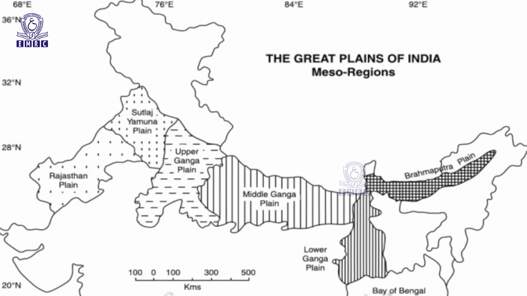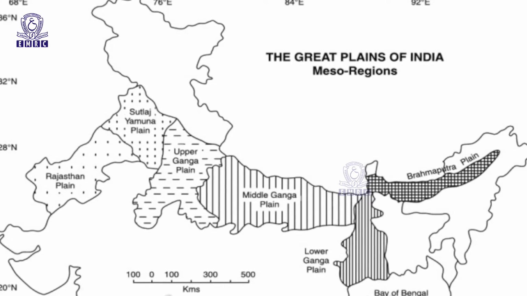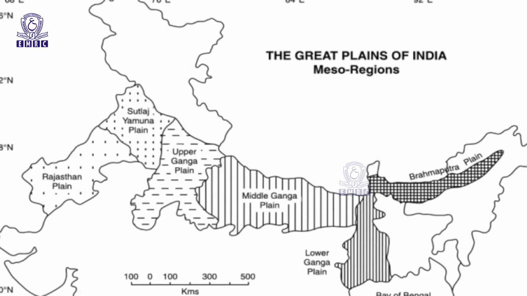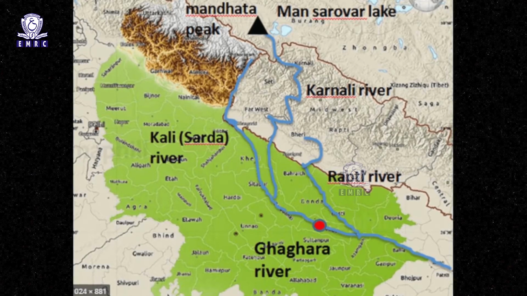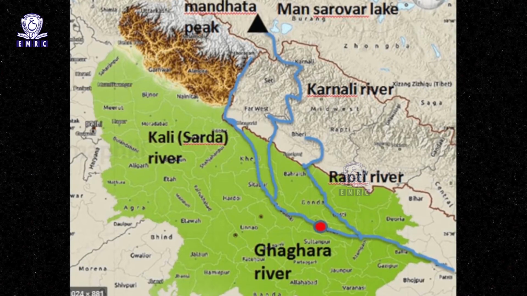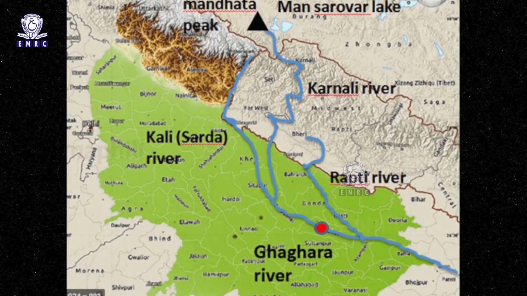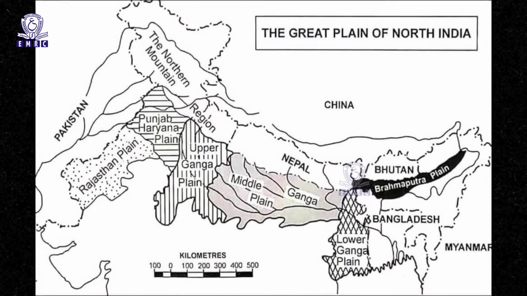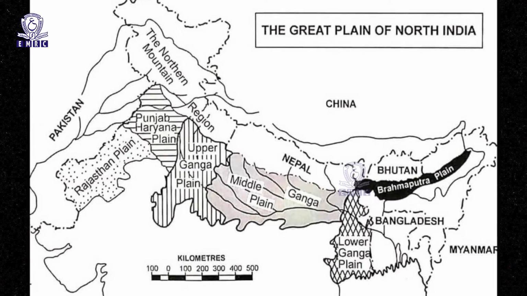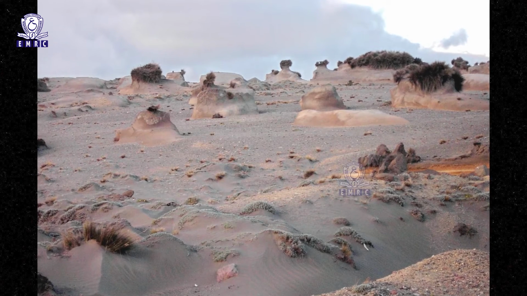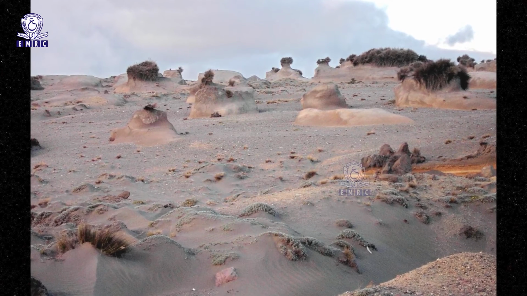Shivaliks in the north, 125 meter contour in the south. The elevation of the Upper Ganga plain varies between 100 meters to about 300 meters. In addition to Ganga and Yamuna, it is traversed by the Kali and the Sharda rivers. A unique feature of the Upper Ganga plain is the presence of bhur, undulating aeolian sandy deposits.